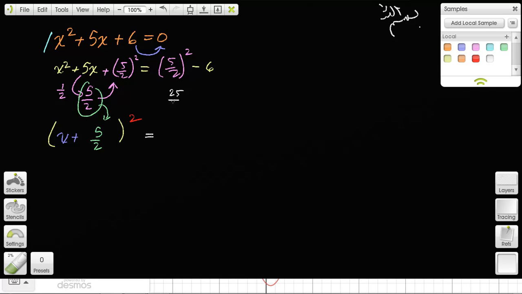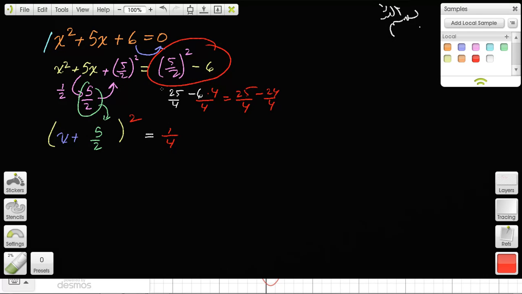In this case, let's just do this math over here. It's 25 over 4 minus 6, right? And let's not panic and just make the common denominator like that. This is going to be 25 over 4 minus 24 over 4. That's going to be 1 over 4. So I just simplified all of this. The big boys and girls, we can do that, right?